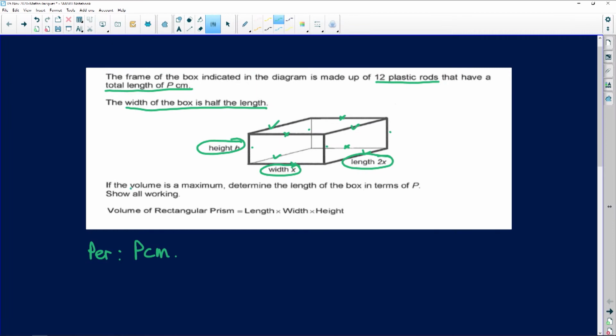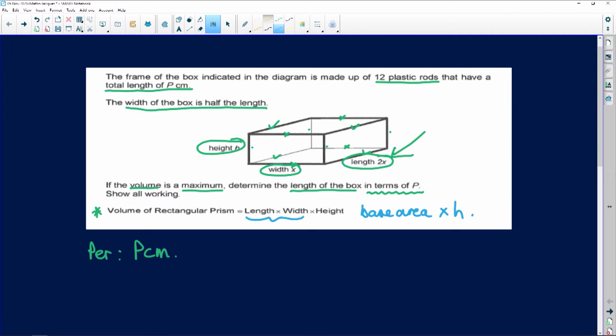Now they want to know if the volume of this box is a maximum. They want us to determine the length of the box in terms of P. Okay, let's see. The volume is to be a maximum. Find the length of the box. So we're supposed to find what 2x is, and very important, in terms of P. Okay. And they were so kind to tell us how to find the volume of a regular prism, which is usually the base area multiplied by the height. So this here is the base area. Now the base is a rectangle multiplied by the height. There's your base, there's your height.